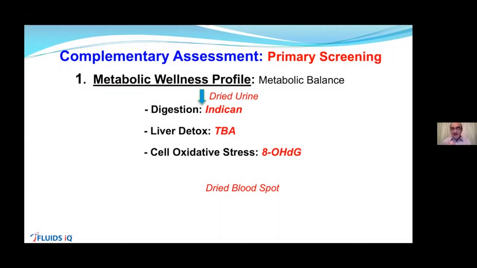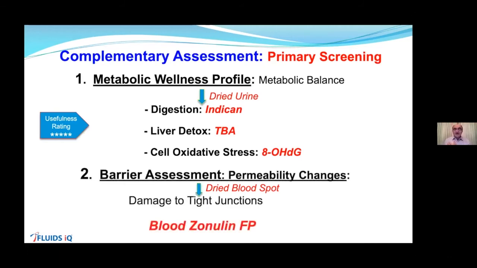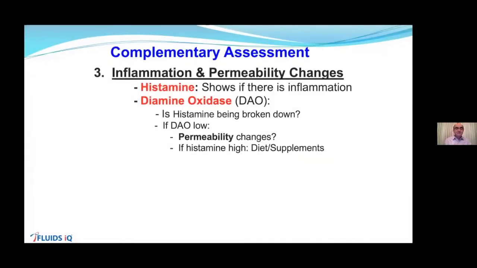I'm not going to say any more except that that is an extremely important test. I give all of these tests that I'm discussing what's called a usefulness rating of 5-star, meaning that really you should be looking at these as extremely important primary screening. The barrier assessment, what we just discussed today, the permeability changes, the damages to the tight junctions done with dried blood spot. This is the blood zonulin. Again, a usefulness rating of 5.